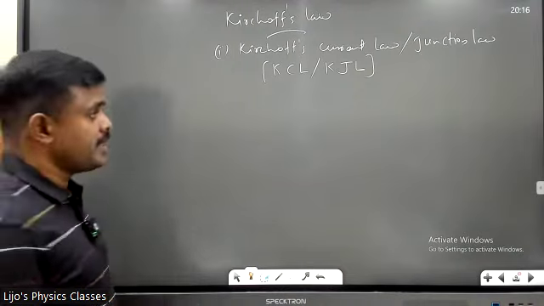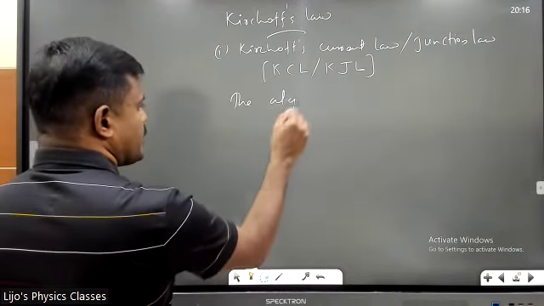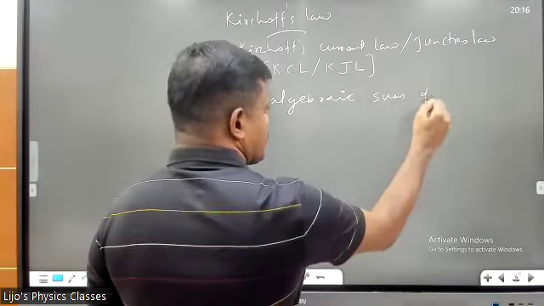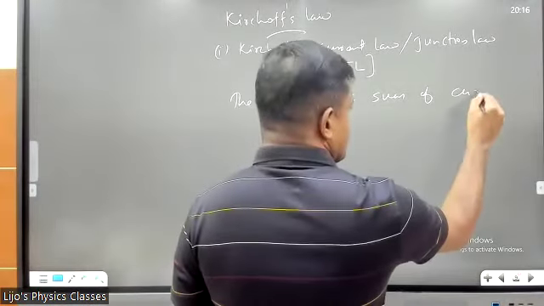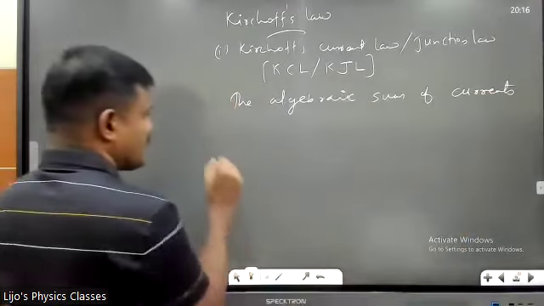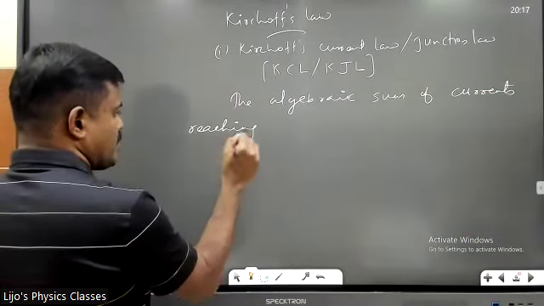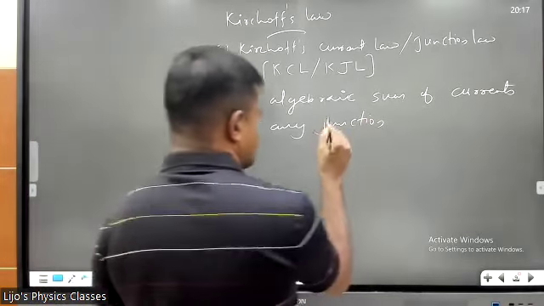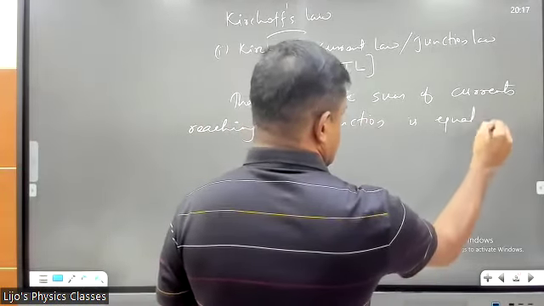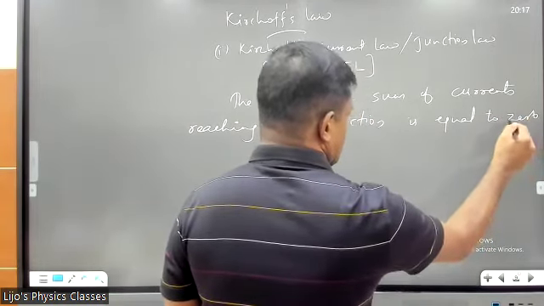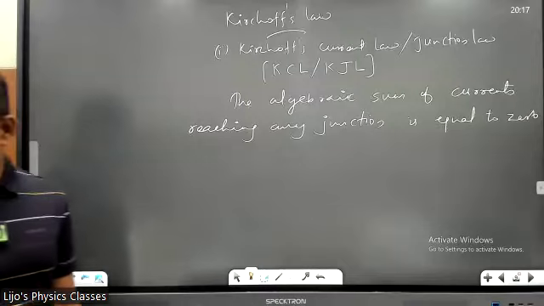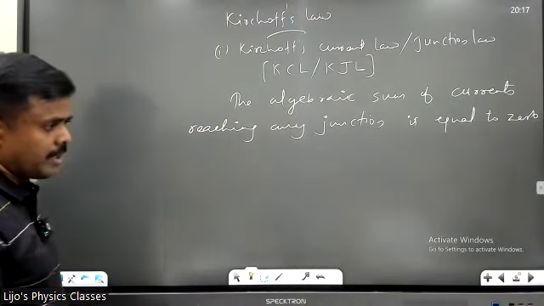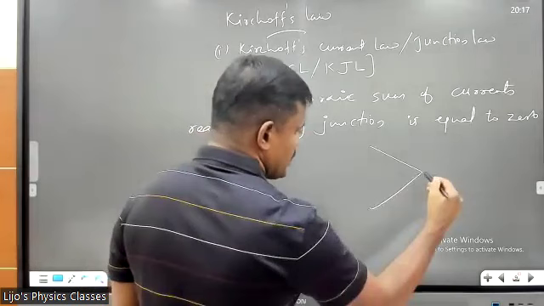Now you can write the statement first. The algebraic sum of currents reaching any junction is equal to 0.